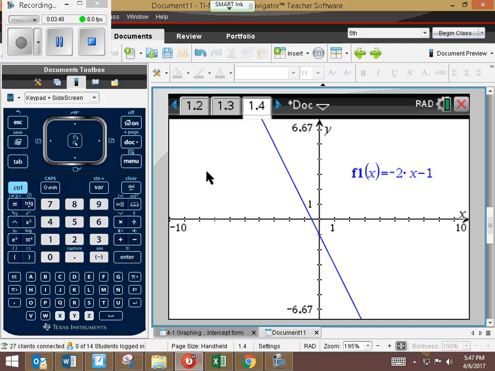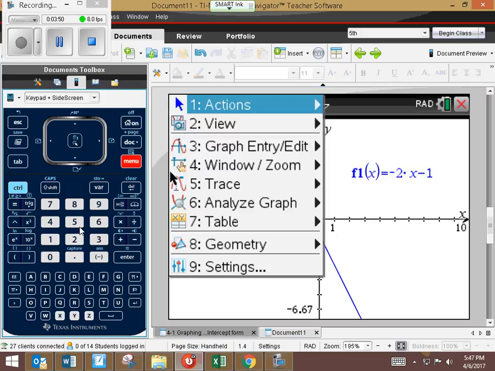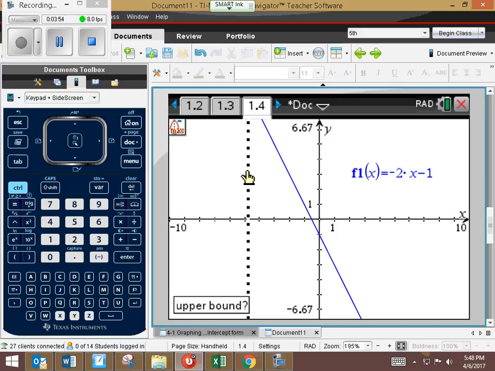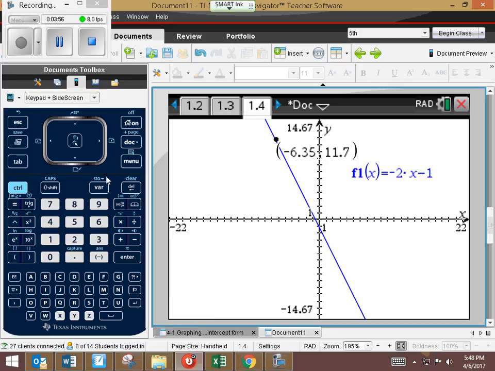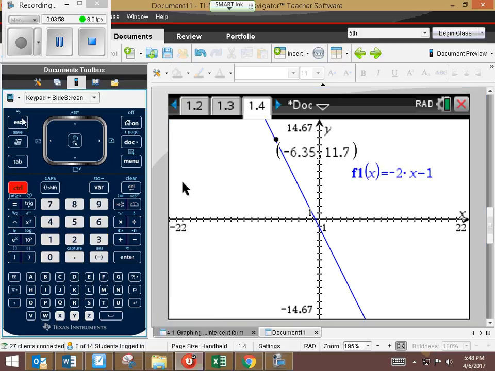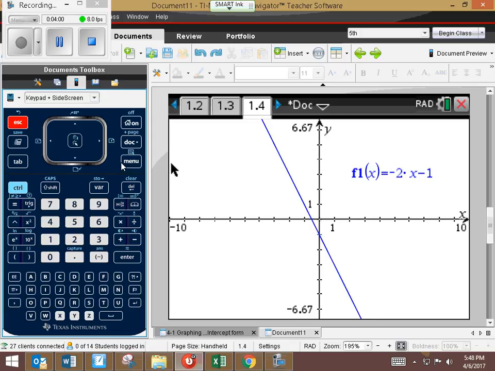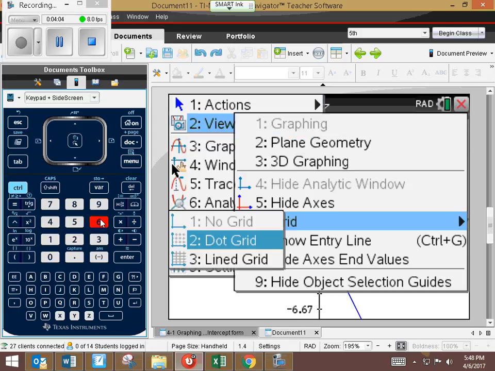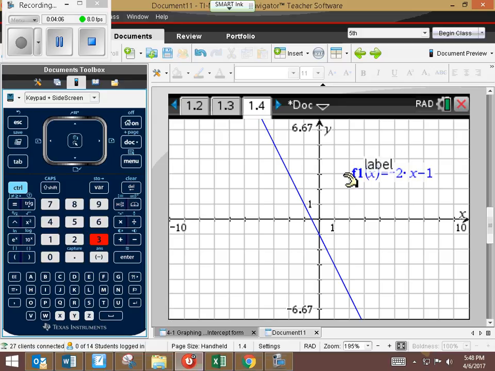Remember, if you want to show the grid, it's just menu 2, 6, 3. Oops, sorry, I think I hit the wrong thing. Let's try it again. Let's undo what I did. Control Z. Okay, if I ever want to show the grid, menu 2, 6, 3. And now I can see the grid. Sometimes it's easier to see the points when you have the grid showing.